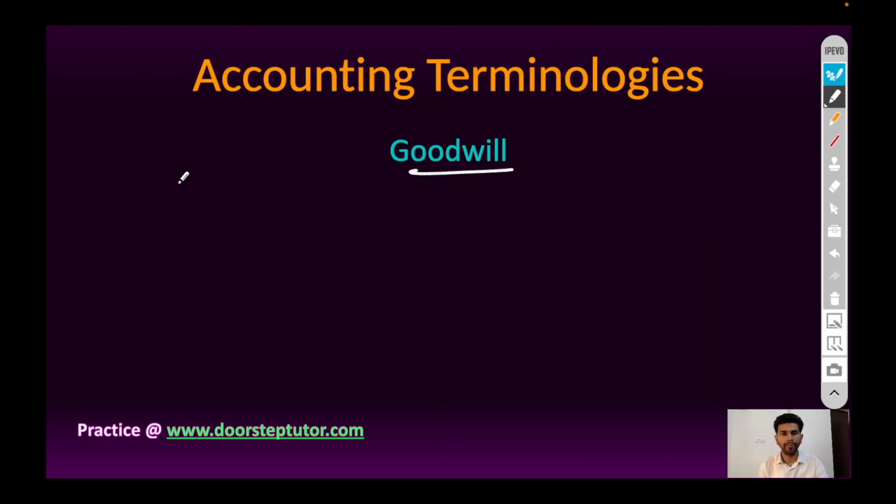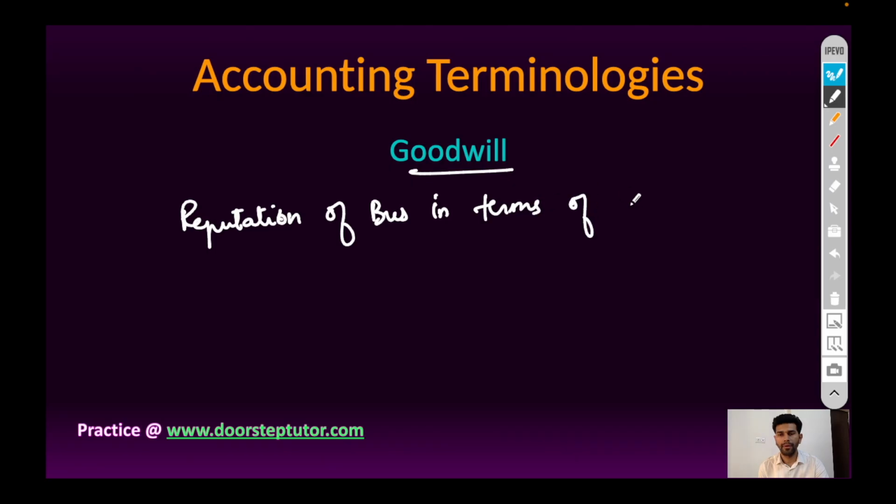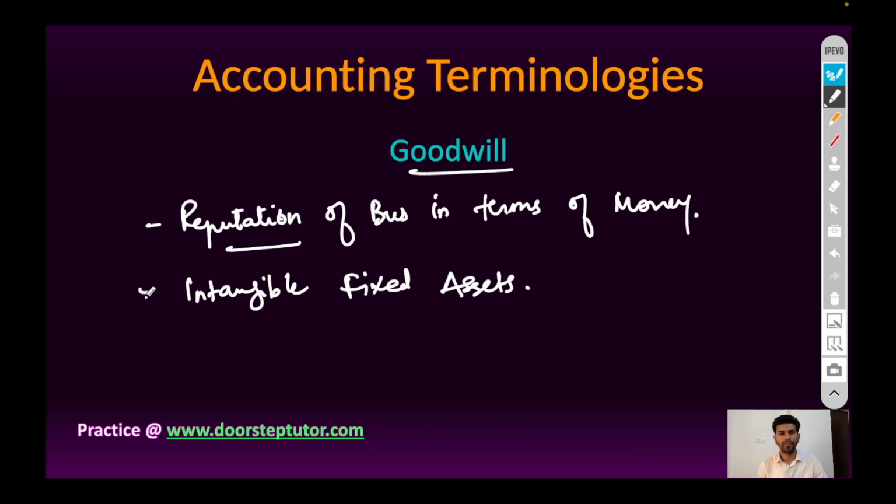Next is goodwill. It is the reputation of a business in terms of money. Generally, reputation cannot be converted into money, but in accountancy, we have some formulas based on which we can calculate goodwill. It is an intangible fixed asset. Intangible means which cannot be seen or touched, unlike furniture and machinery. For example, Kalyan Jewelers. The reputation in the name makes it different from other jewelers.